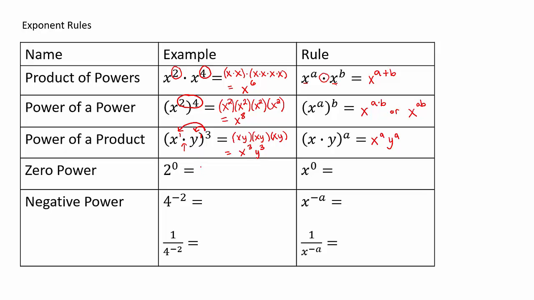Our next rule is an interesting one. We have the zero power, and we have to figure out what that means. And then if you look ahead, we have negative powers, and we have to think about what that means. So to introduce this idea, I want to think about powers of 10. So if I have 10 to the first power, I have the number 10.